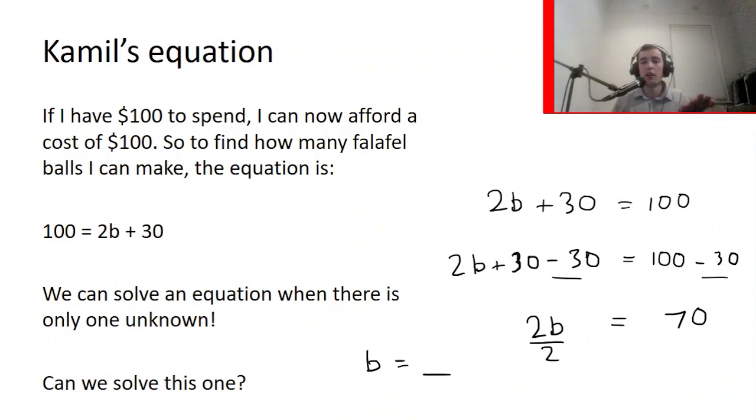Now, we've got our scales. We've just divided the left-hand side by 2. How do we fix this situation? Because they're not equal to each other anymore. We have to divide the other side by 2 as well.